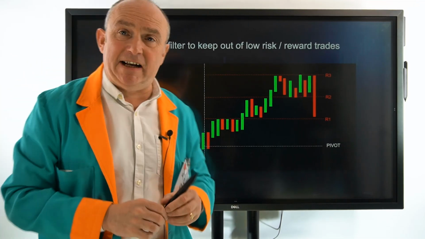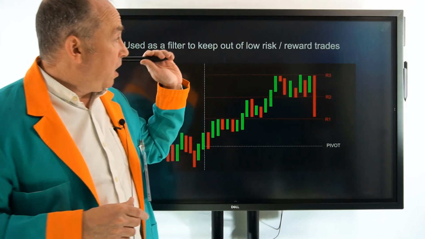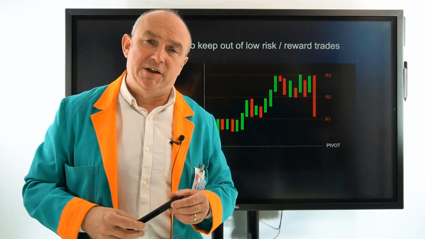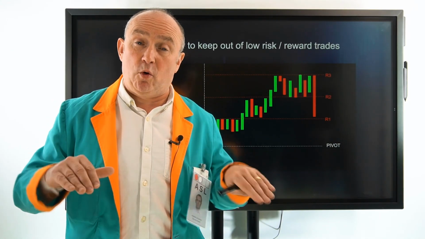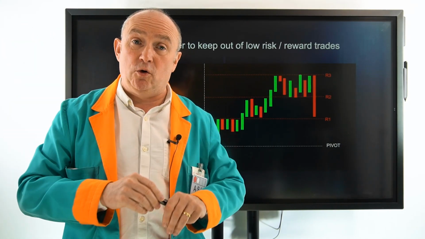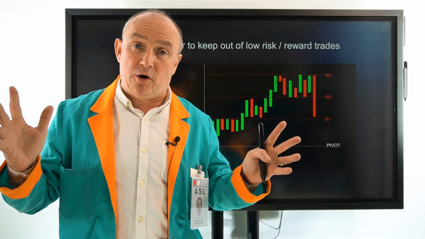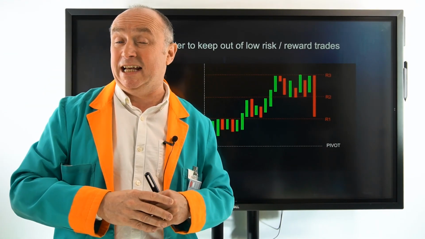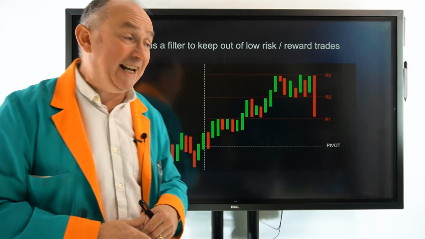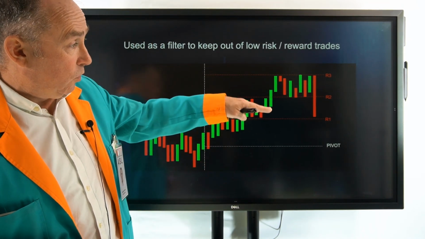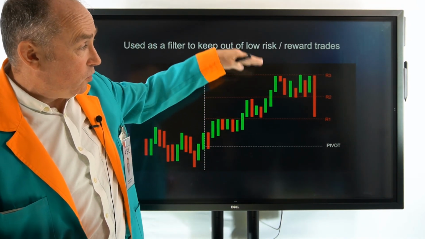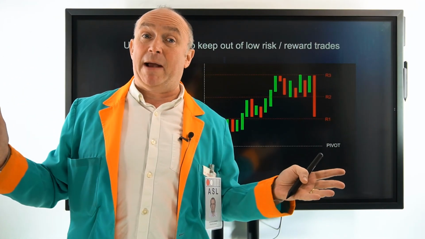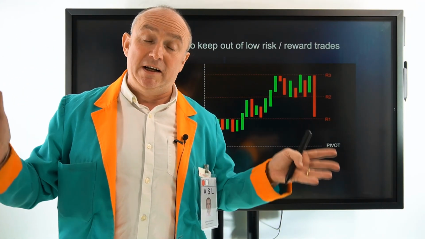Use it as a filter to keep out of low risk-reward trades. I think it's really powerful to use these key levels of support and resistance to increase your probability, to get your win-loss ratio up. If your potential profit target is on the other side of a key level, S1 or R1 or R2, R3 or whatever it is, maybe you want to keep out of that trade and just wait for the next one.